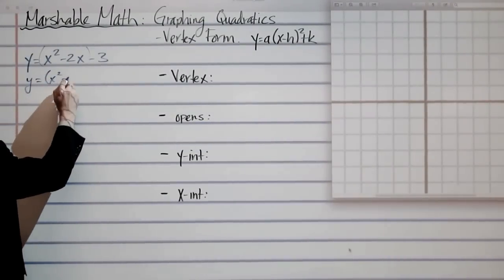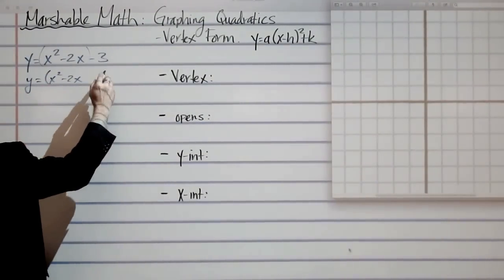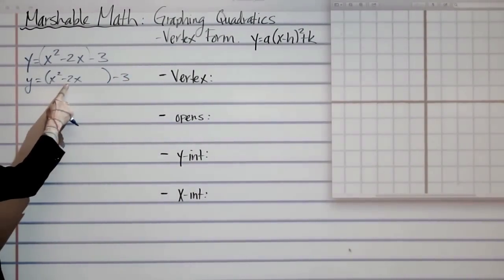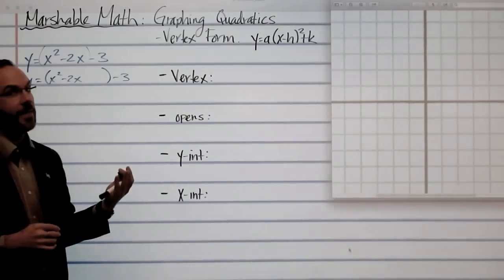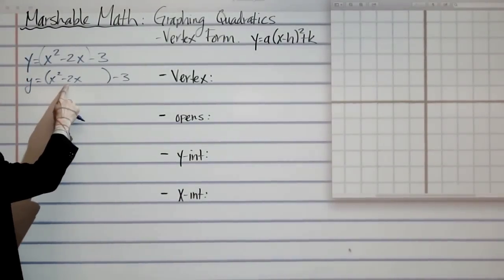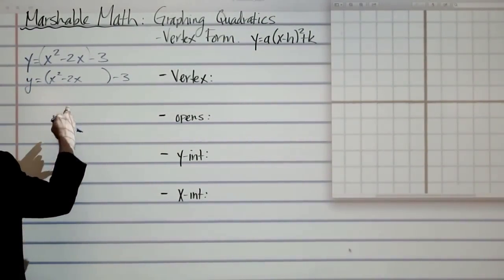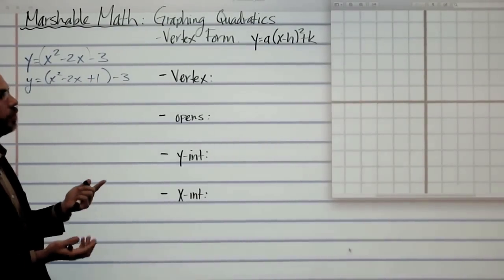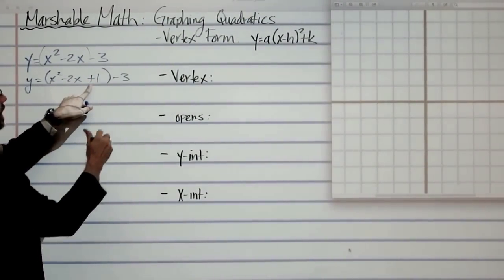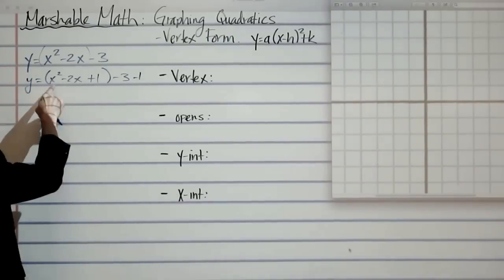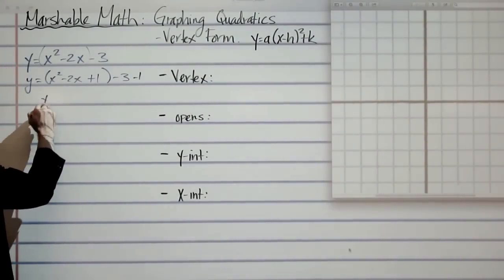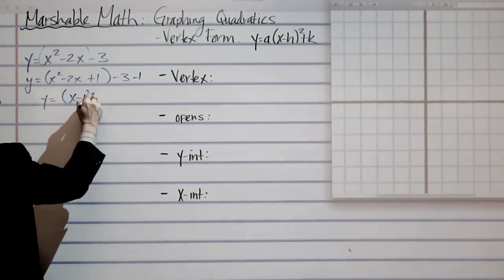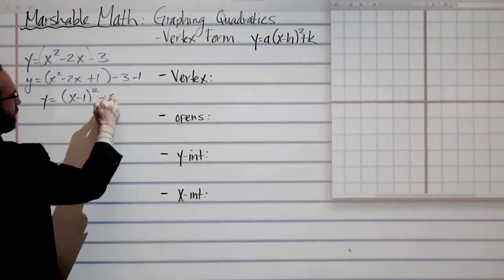rewrite x squared minus 2x, leave some space here, minus 3. I'm going to need to take half of the b term and square it and then add that back in. So half of 2 is 1, square that is 1, so I'm going to add in a 1, but I can't change the value, so I have to undo it outside the parentheses by subtracting 1. This is now a perfect square trinomial, so y is equal to the quantity x minus 1 squared minus 4.